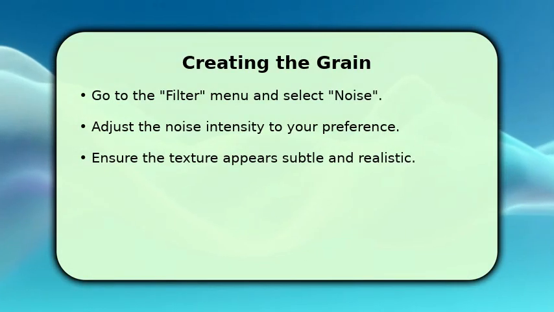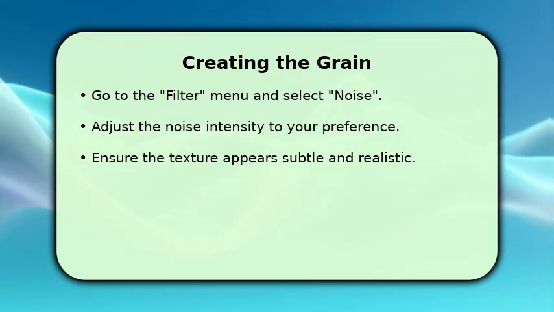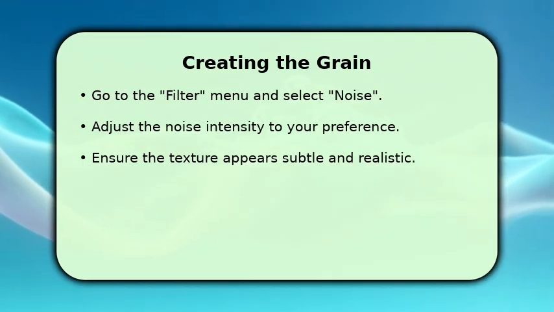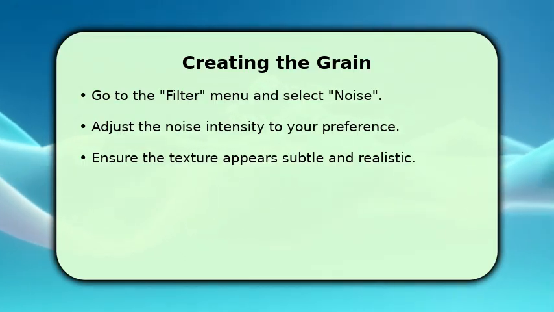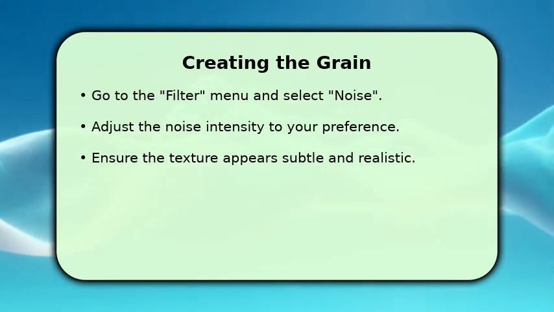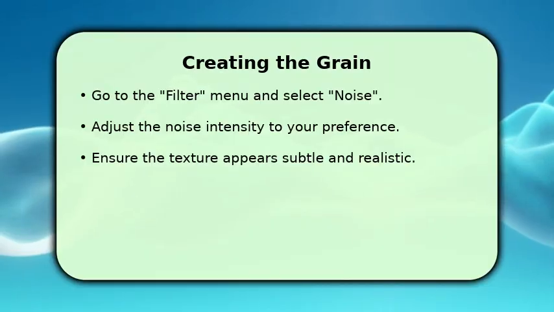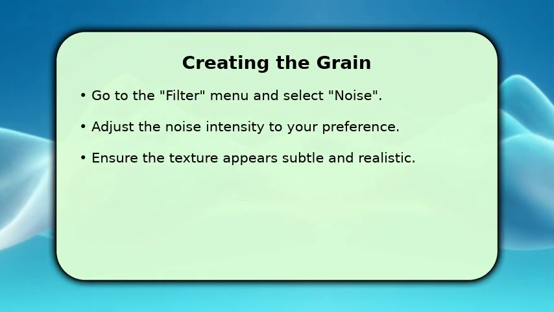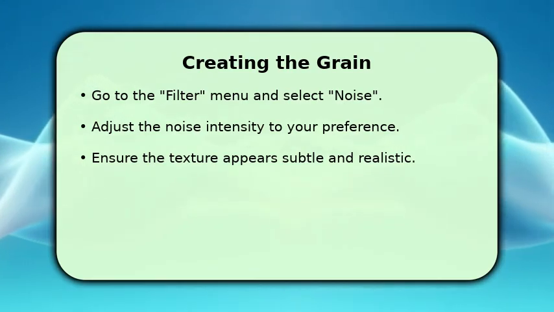To generate the canvas grain, navigate to the filter menu and choose the noise filter. Experiment with the intensity slider. A value between 20 and 30% often yields a natural-looking texture. The goal is to create a subtle, fine grain that mimics real canvas, not an overwhelming pattern. This step is crucial for achieving that authentic artistic feel.